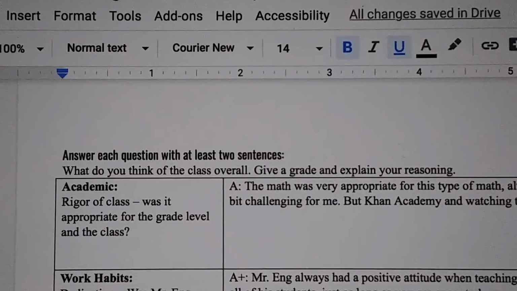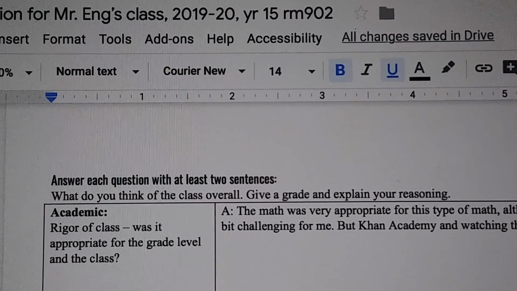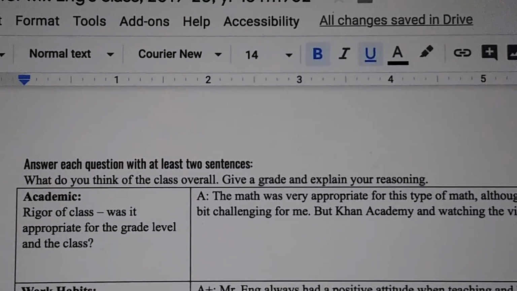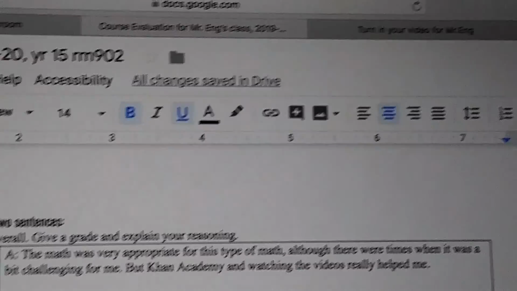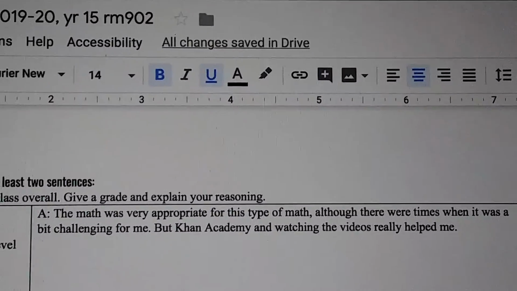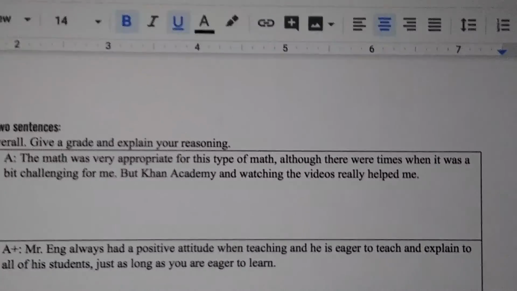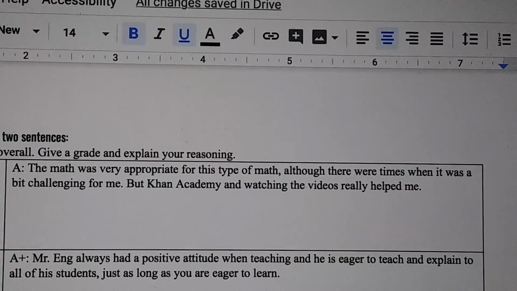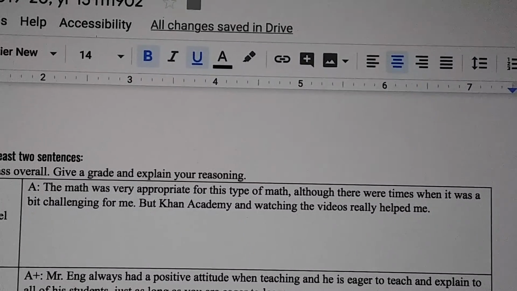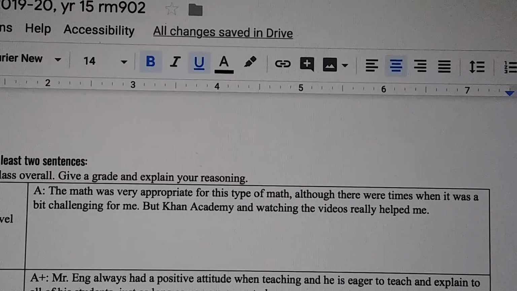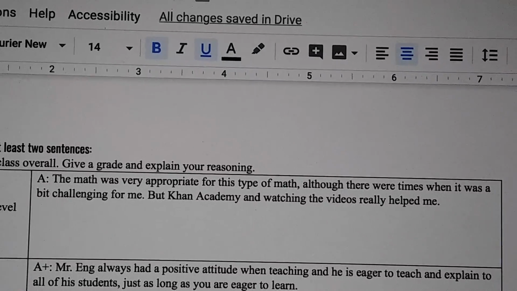So for the first one, it asks academic rigor of class. Was it appropriate for the grade level and the class? Well, for this one, I gave a grade of an A. The reason for this was the math was very appropriate for this type of math, although there were times when it was a bit challenging for me, but Khan Academy and watching the videos really helped me a lot.